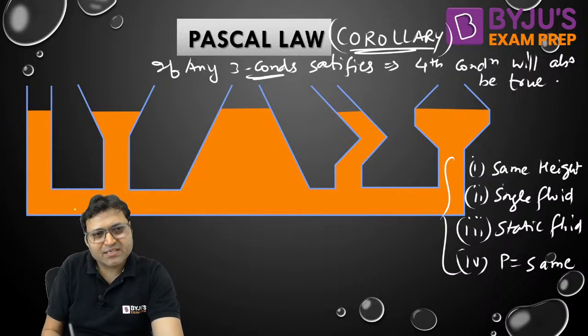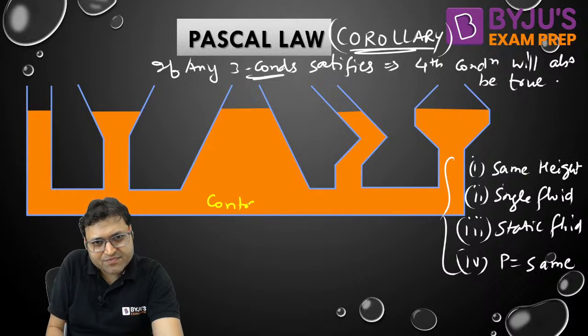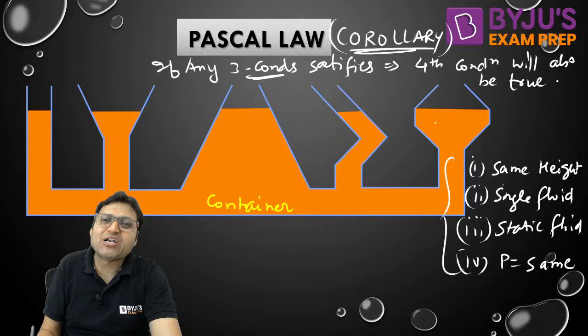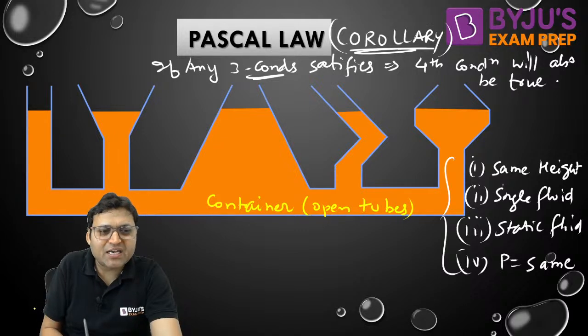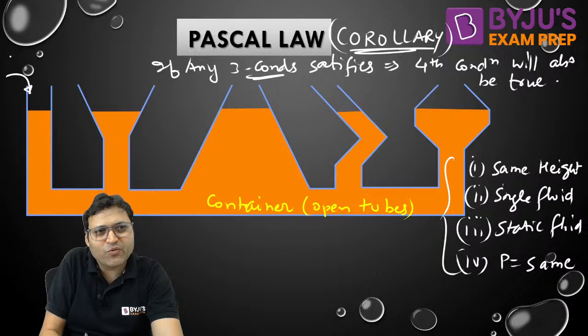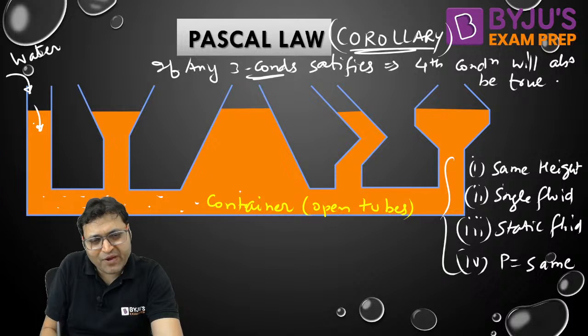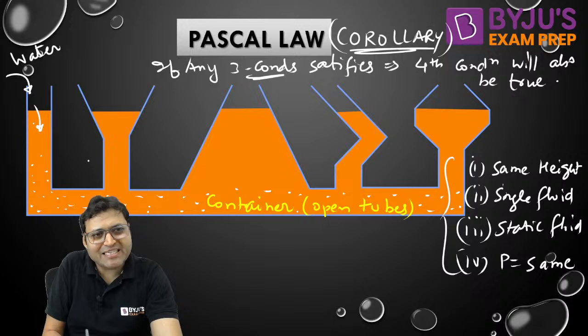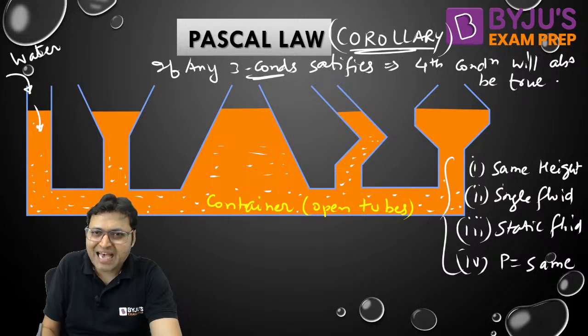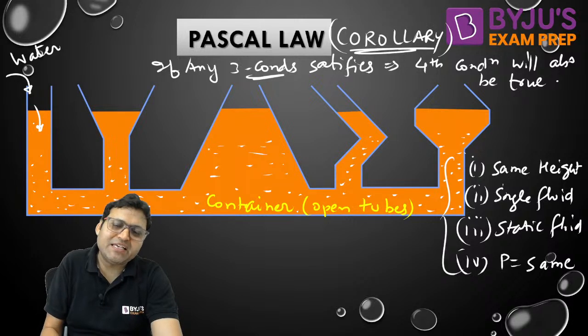There is a container, which has multiple open tubes. All the tubes are open. And we start pouring some liquid, water, through one of the tubes. What will happen? The water will first fill the container or the tank, and then if we continue pouring, it will start rising in the tubes, which have different shapes, sizes, dimensions and areas. Water will start rising in the tubes.